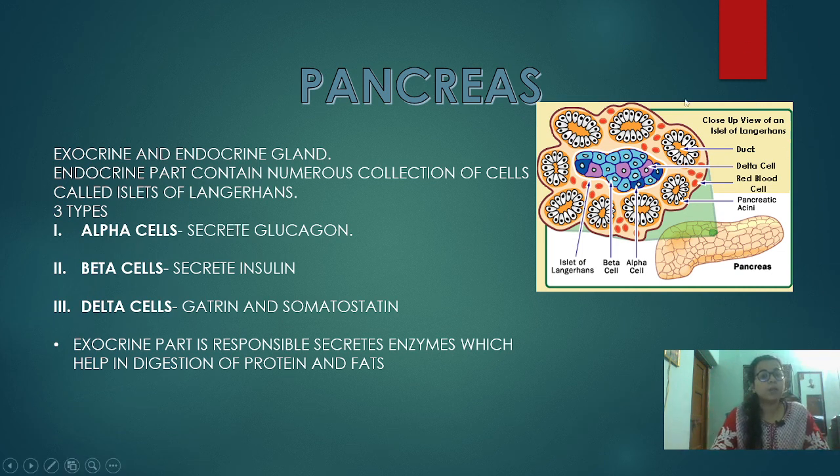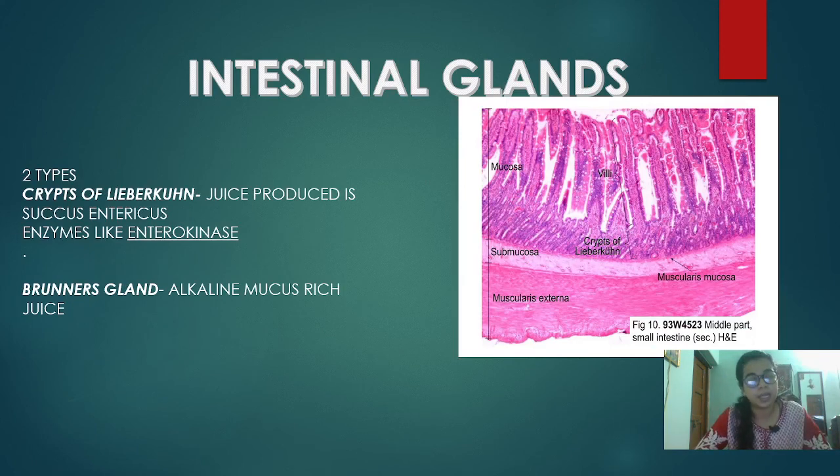So, this is all about the endocrine part of the pancreas. What about the exocrine part? The exocrine part is responsible for the secretion of certain enzymes which help in the digestion of proteins and fats. So, this is all about the role of the pancreas. Moving to the next part, the intestinal gland. What does the intestinal gland do?